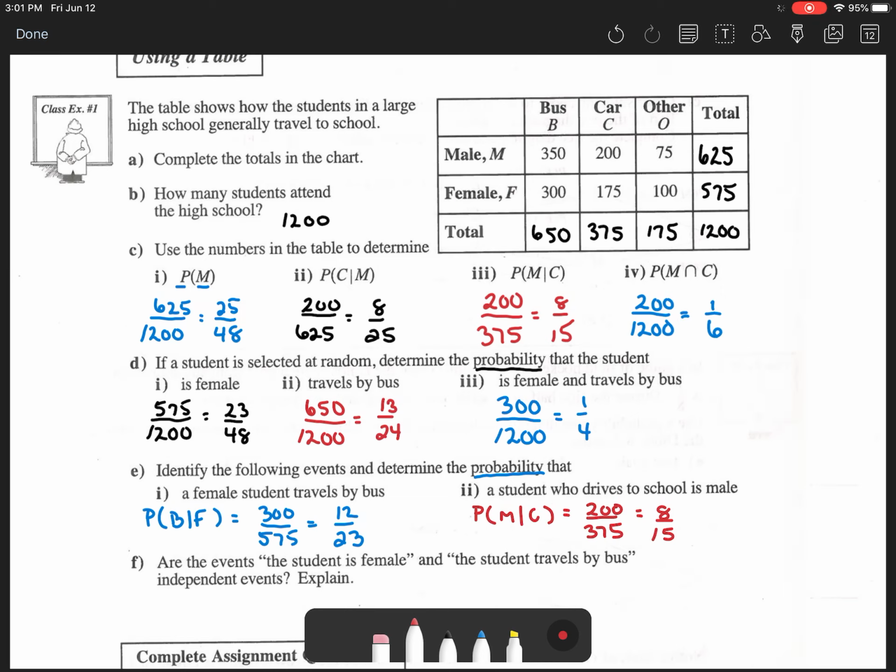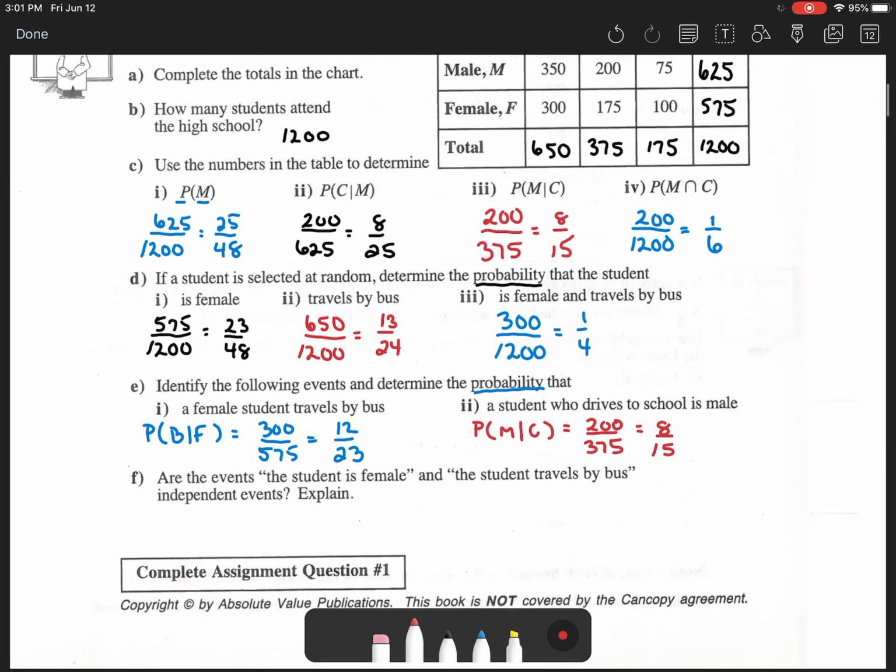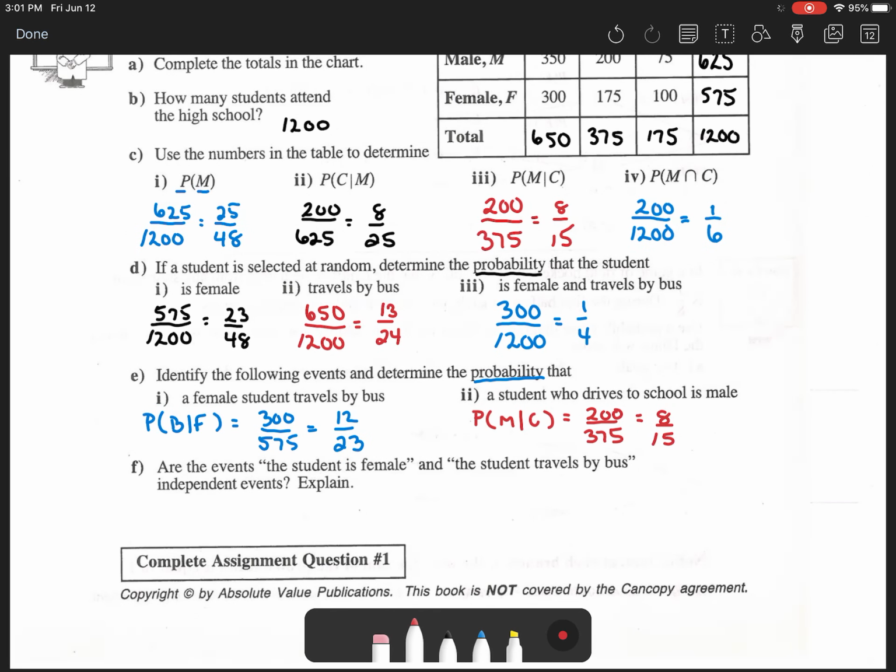Now, F says, are the events the student is female and the student travels by bus independent events? Explain. So what do I do in this case? Well, I'm going to take the formula at the top of the page that deals with independent events, and I'm going to plug the probabilities into the left side and the right side and see if they equal each other.